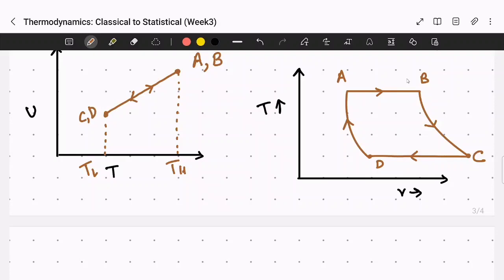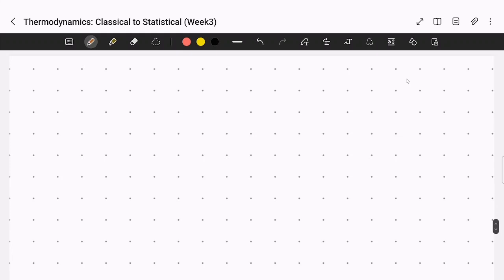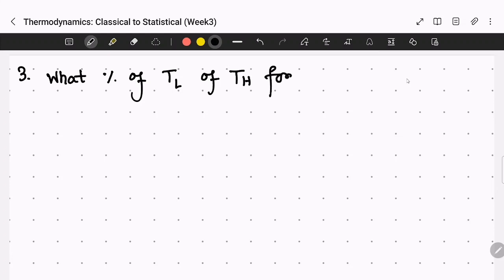Now, if you want to solve some mathematical questions, I can solve them. Let's say this is very trivial. One difficult question. The next one, this is the third question, right? What percentage of TL of TH for a 10% efficiency?